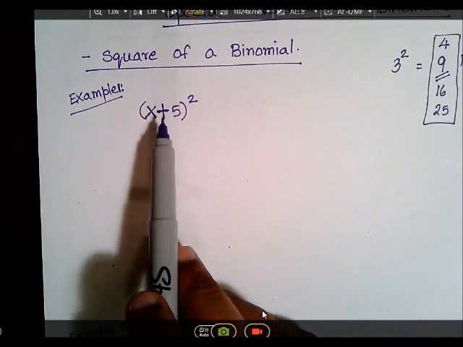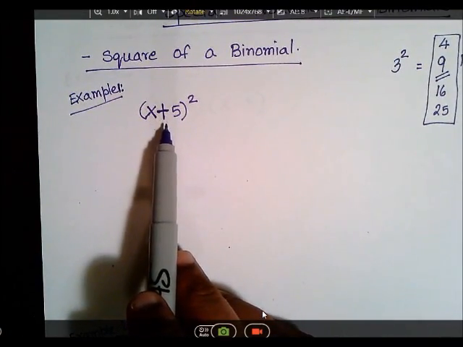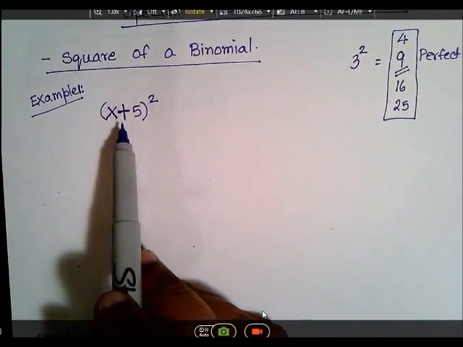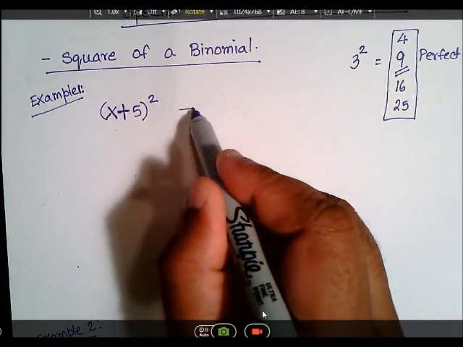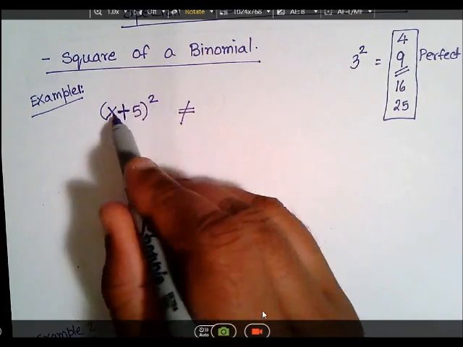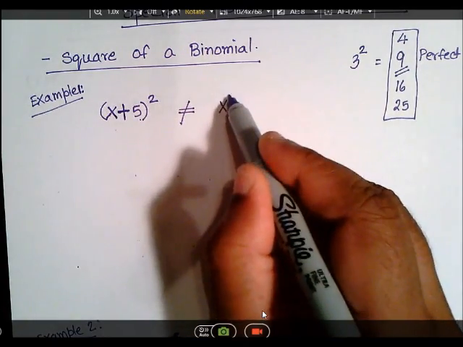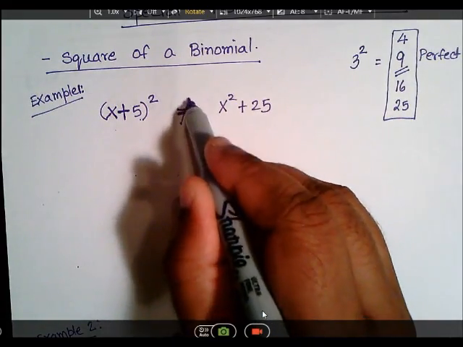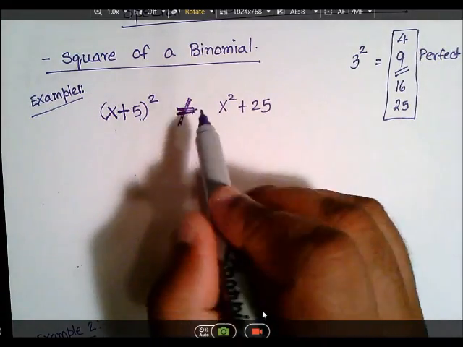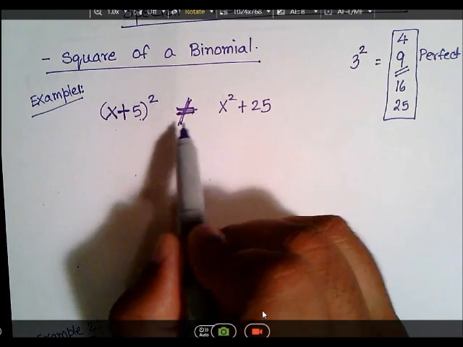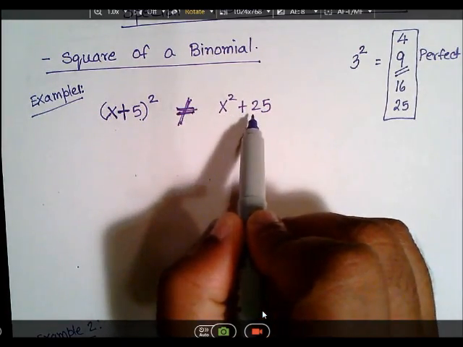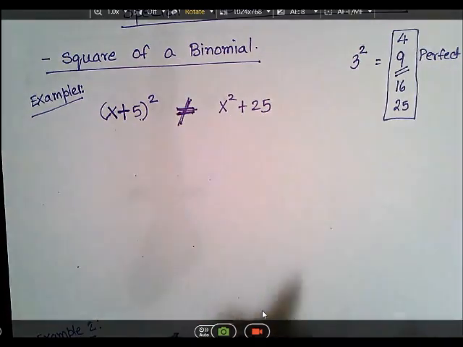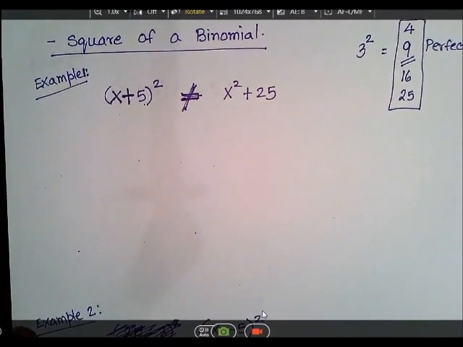So here, I'm going to be squaring a binomial. The tendency for you guys is to just distribute the power to everybody. You say it is x squared plus 25. Okay, so this is not the same. Not true. x plus 5 the whole square is not the same as x squared plus 25. We will just prove that in a bit.